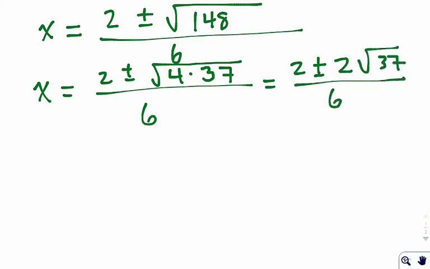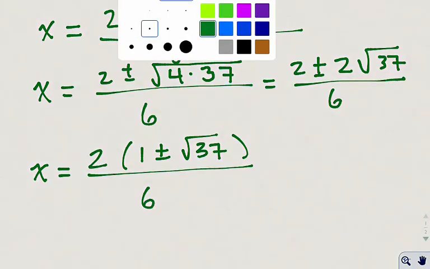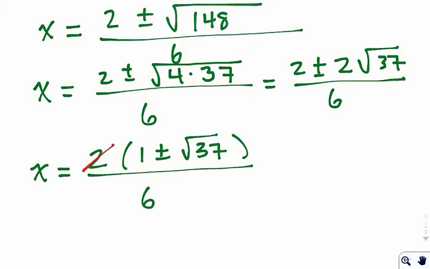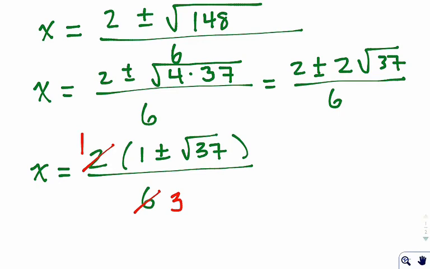We can then factor the 2 out of the numerator. So we have 2 times the quantity 1 plus or minus the square root of 37 divided by 6. And now we can cancel a common factor of 2 between the numerator and the denominator. So 2 divides into 2 once, 2 divides into 6 3 times, and this will give us our final answer. So our final answer will be x equals 1 plus or minus the square root of 37 divided by 3.